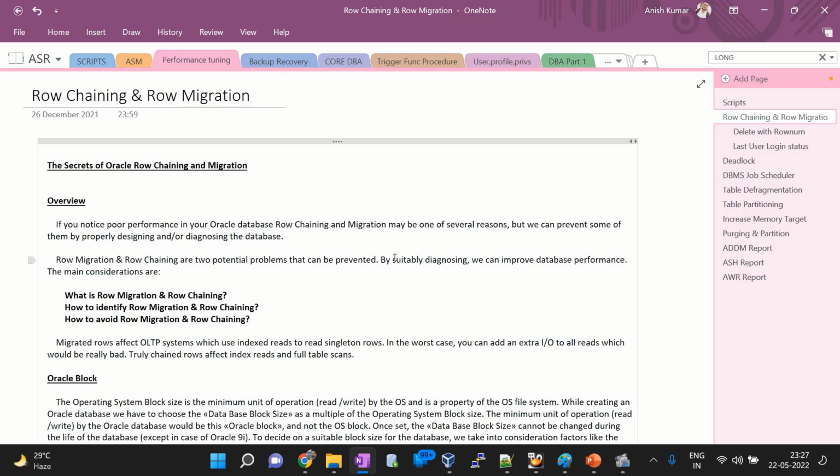Row chaining and row migration are two different concepts. We'll discuss what happens in row migration and row chaining in today's session, then how to identify that row migration and row chaining is happening, what the use cases are, and how to avoid row chaining and row migration.